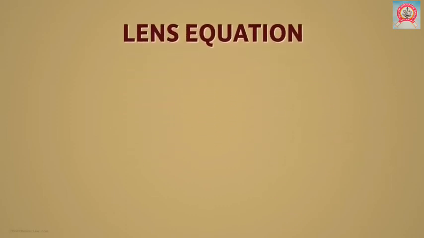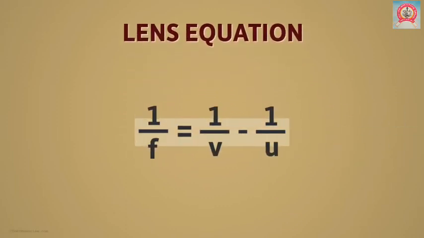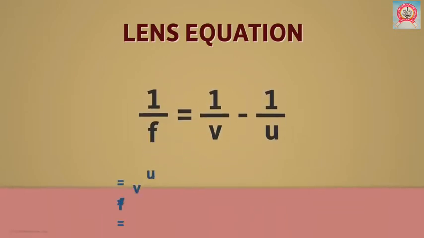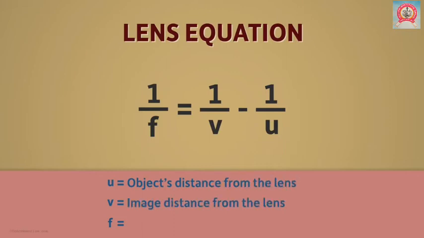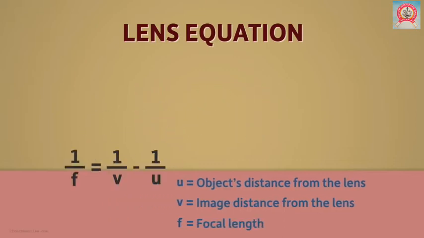Now we will see this lens equation. First of all, we will write this equation, that is, 1 upon f equals 1 upon v minus 1 upon u. In this equation, there are three unknown quantities: u, the object distance from the lens; v, the image distance from the lens; and f, the focal length.